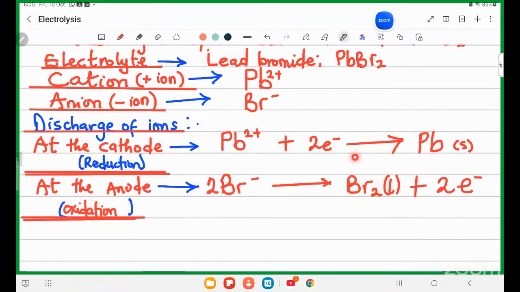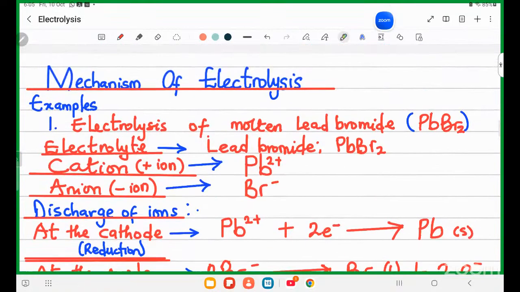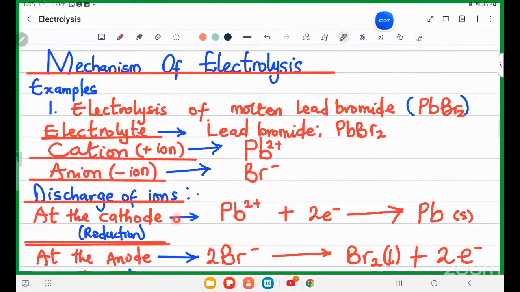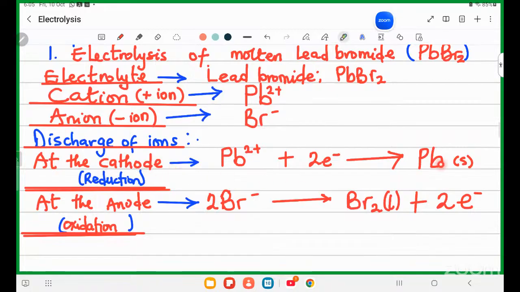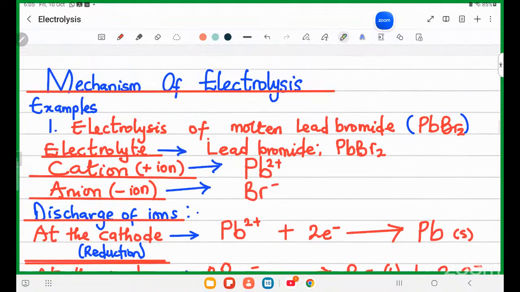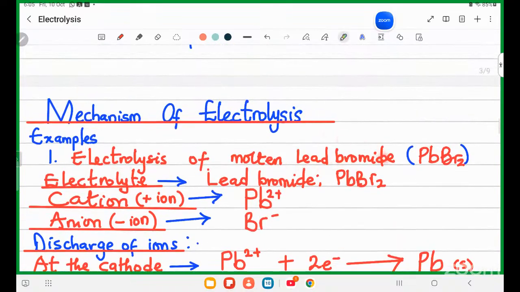Sorry, this is lead, apologies. At the cathode, lead is produced, then at the anode, bromine is produced. All right, so that is just how you would explain. The exam can ask you to explain everything like this. For example, it can ask you what will be produced at the cathode. That is lead. It can ask what will be produced at the anode. That is bromine. This is for the electrolysis of molten lead bromide, not aqueous lead bromide.